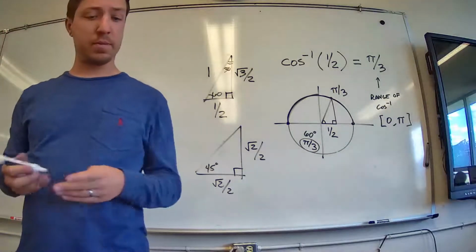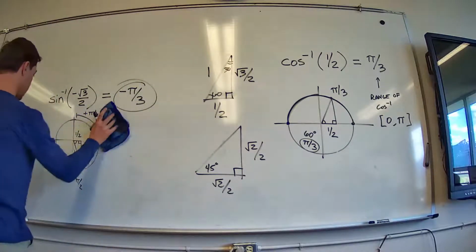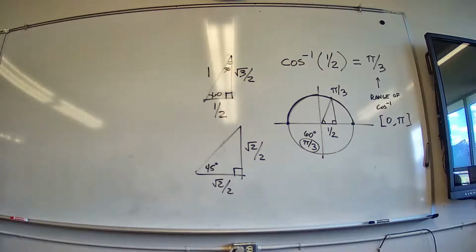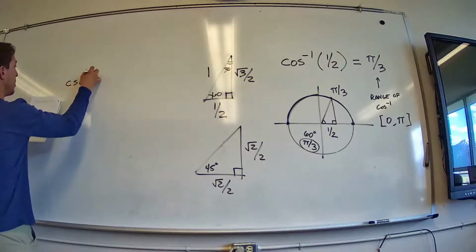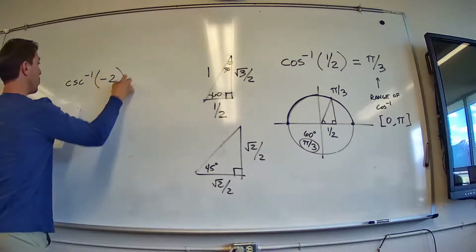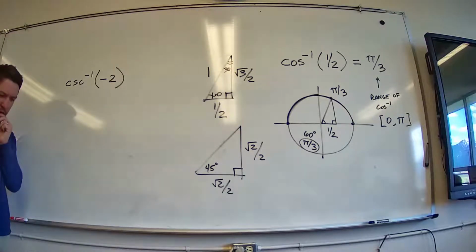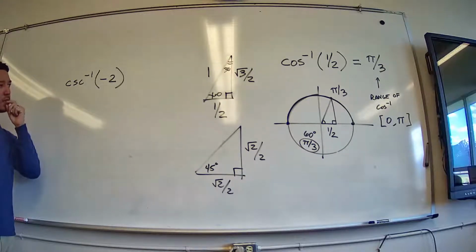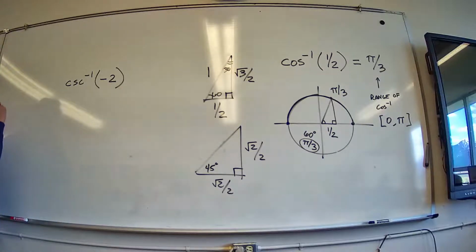Do you guys want to go over one more example? All right. The inverse cosecant of -2. Do we know, is this equivalent to a different inverse trig function? Sine over 1. Yeah, it's the inverse sine of -1/2.